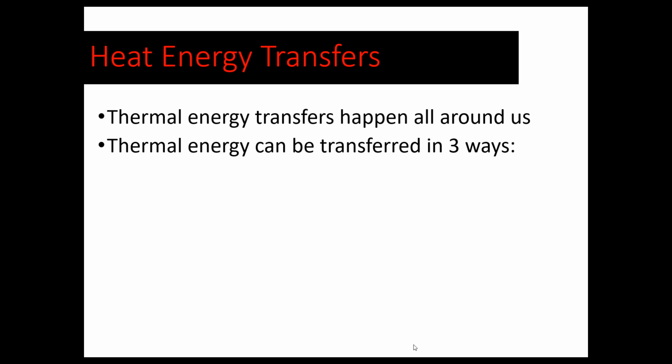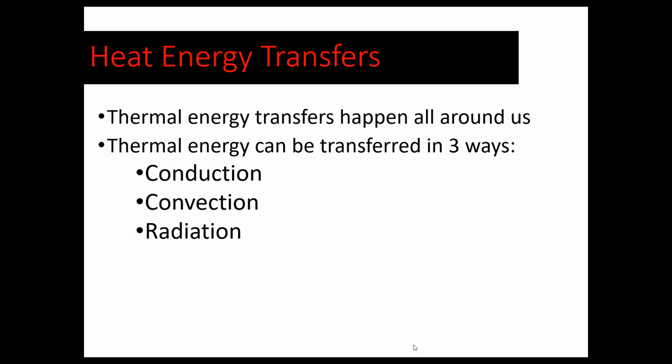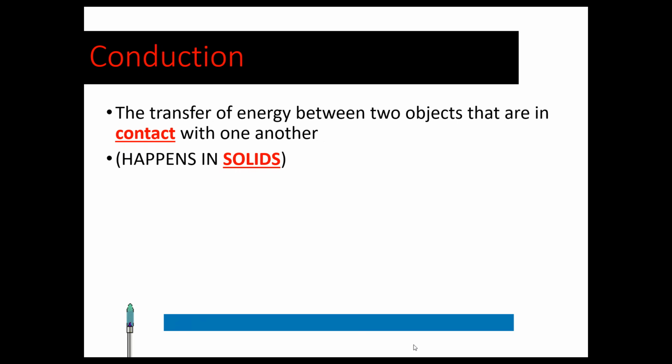So we do know that thermal energy transfers happen all around us, and they happen in 3 forms. So we have conduction, we have convection, and we have radiation. And these are pretty simple, so we're just going to go through and get some definitions and examples of each. Just be sure that you have these in your notes as well.